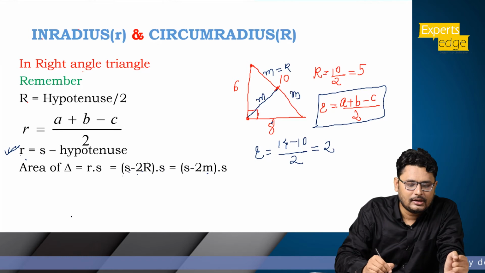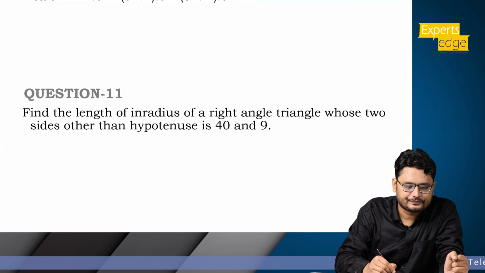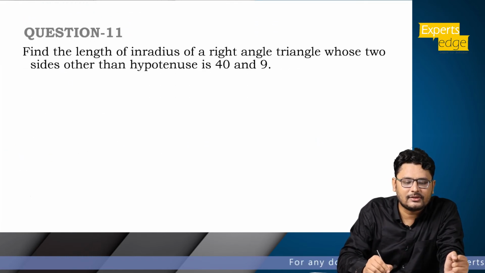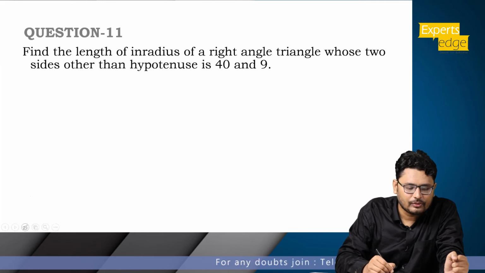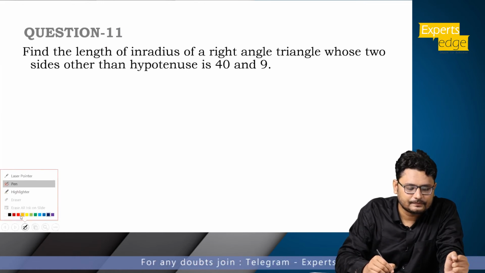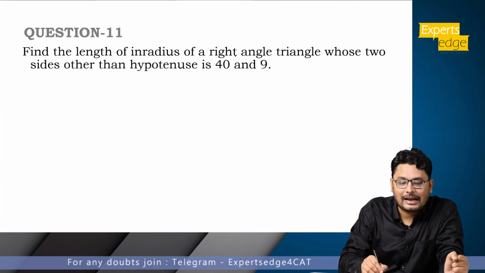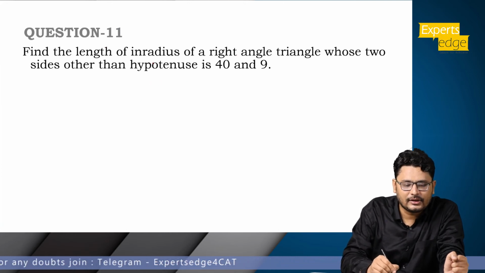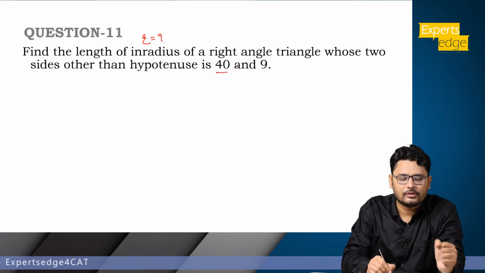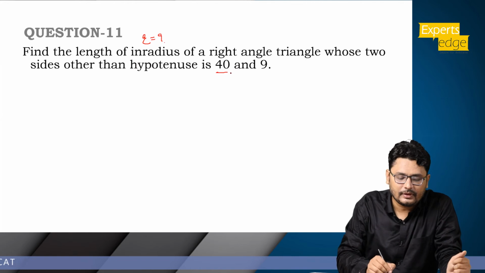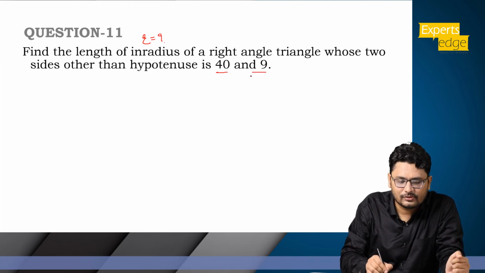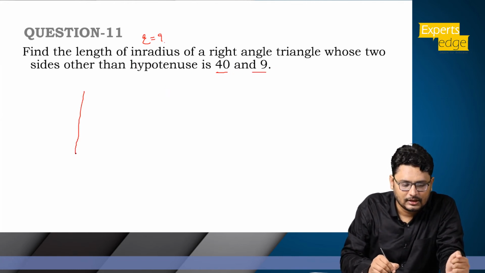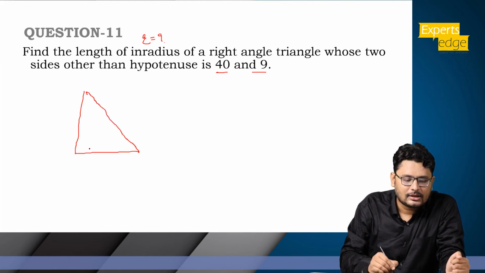ठीक है, let's go to the question. So in this question what he has given: the length of the inradius of a right angle triangle, whose hypotenuse is 41, whose two sides other than hypotenuse are 40 and 9. I need to find the length of the inradius. ठीक है, other than hypotenuse. So basically अगर एक मेरा 9 हो गया तो ये 40 हो गया.